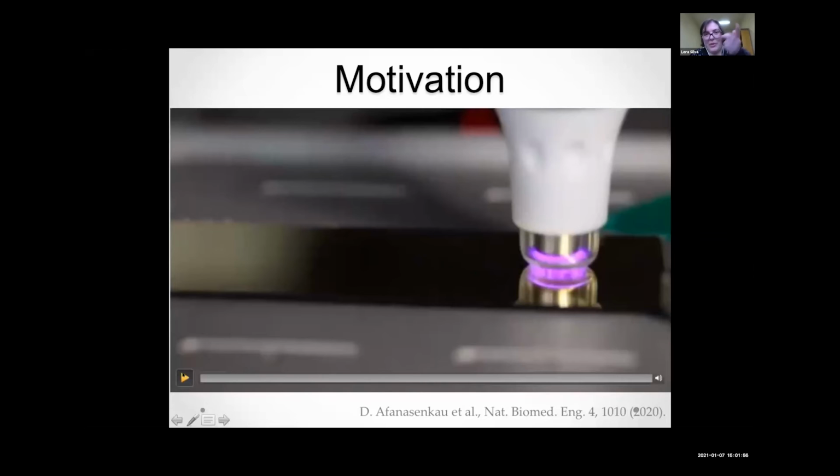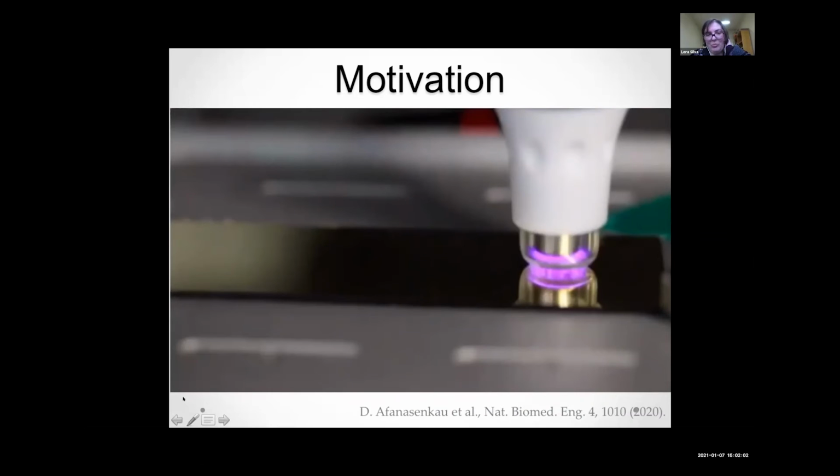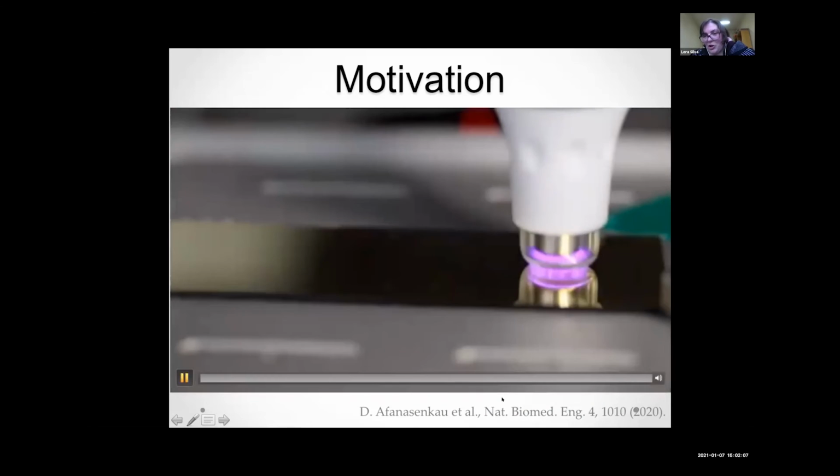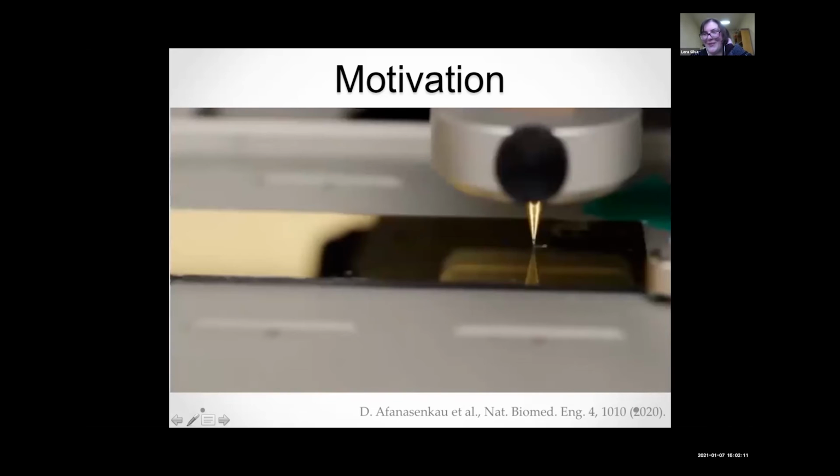I took it from the physics science website that's related to the paper, that shows how they do this printing, but you guys probably know this better than me about the functioning of the printers.